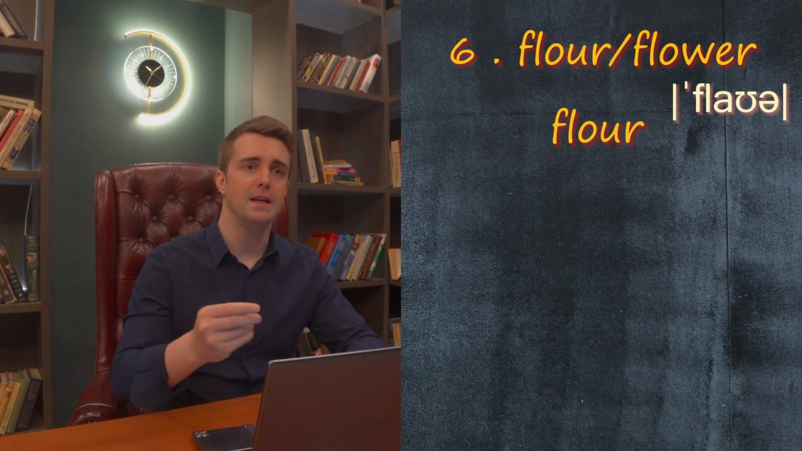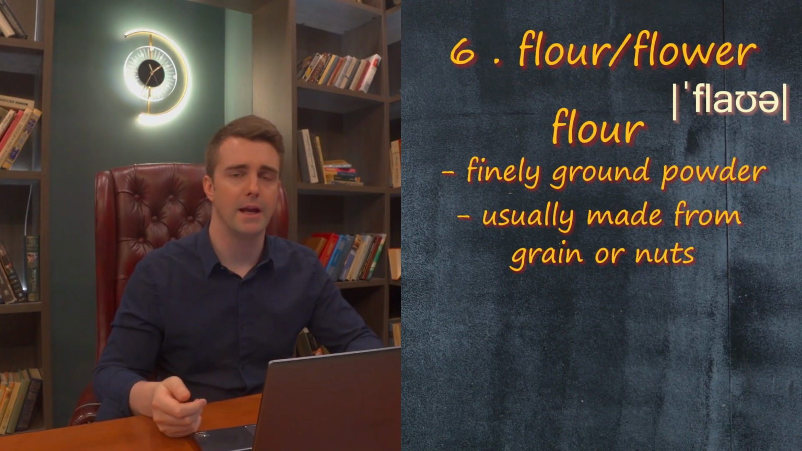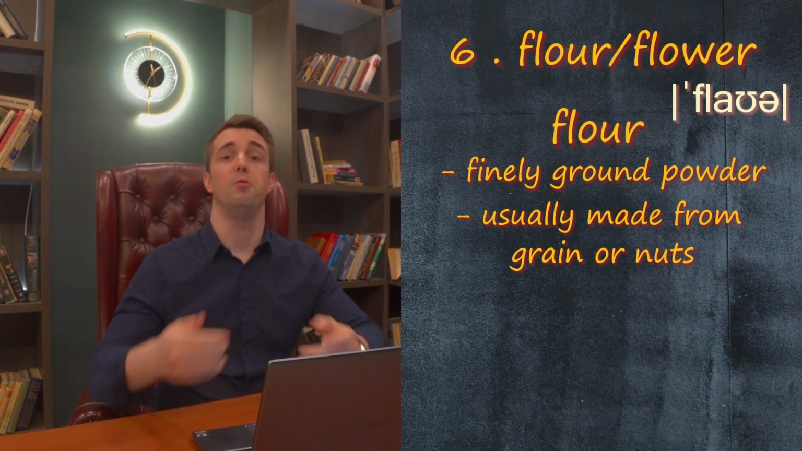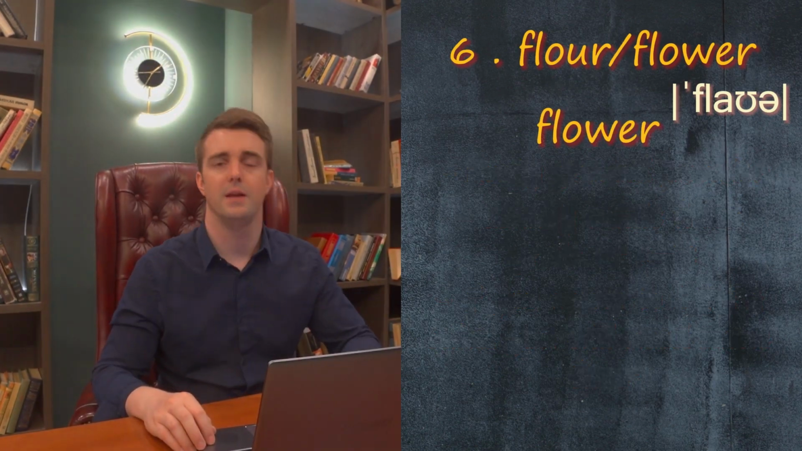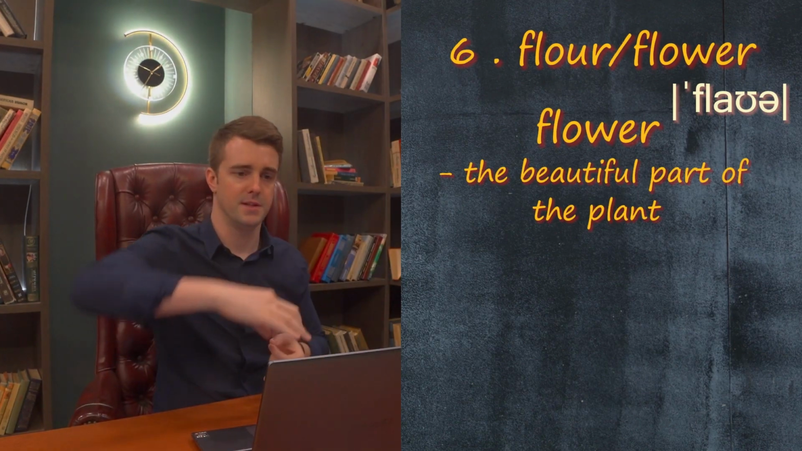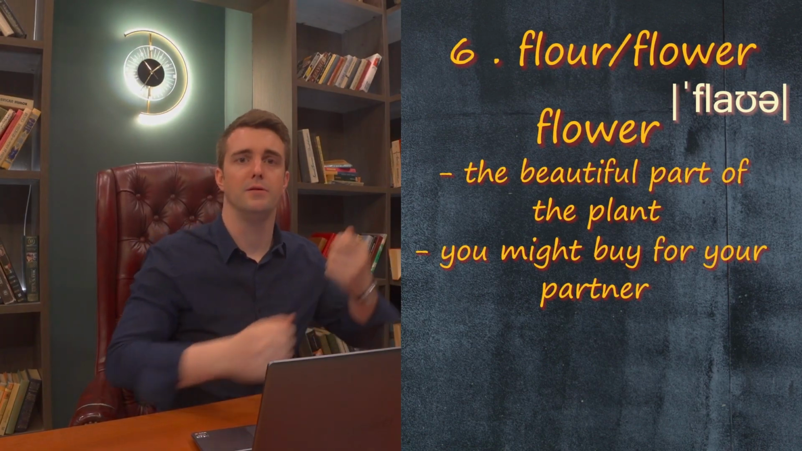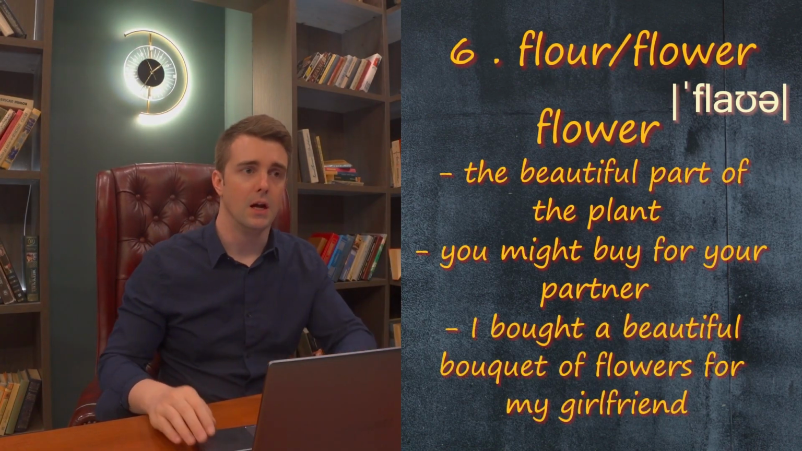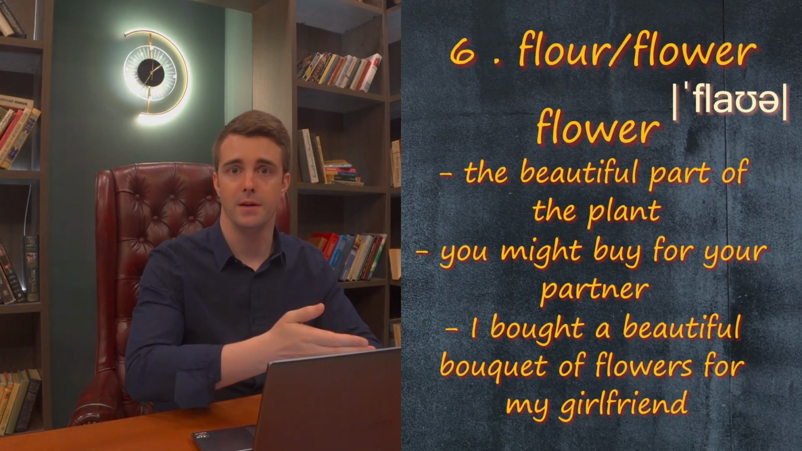And now let's look at flour and flower. So flour is finely ground powder, usually made from grain or nuts. So for example, if you want to bake a cake, you will need some flour. And flower is the beautiful part of the plant with a stem, which you might gift or buy for your partner. For example, I bought a beautiful bouquet of flowers for my girlfriend.